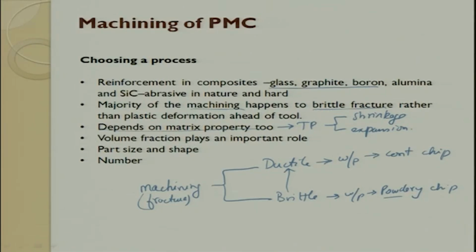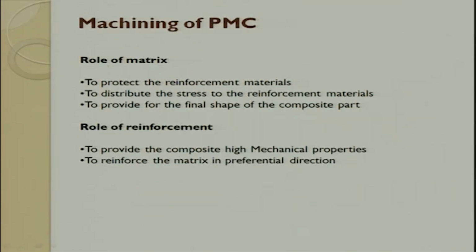The amount of volume fraction present also plays a predominant role in generating the chip. Then part shape, part size and the number, all these things have to be thought of while choosing a process for machining of polymer or metal matrix composite. The role of the matrix, which we have already seen, is to hold the reinforcement, distribute the load, protect the reinforcement agent, whatever it is, and give a final shape. The reinforcement takes the strength.